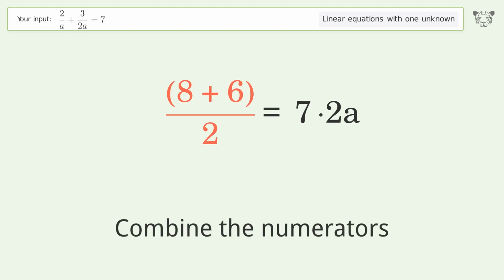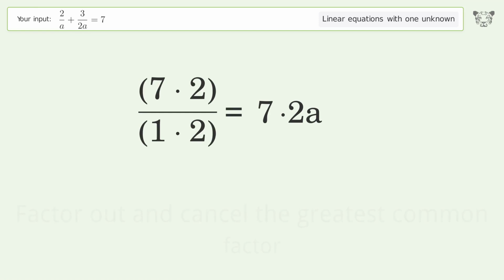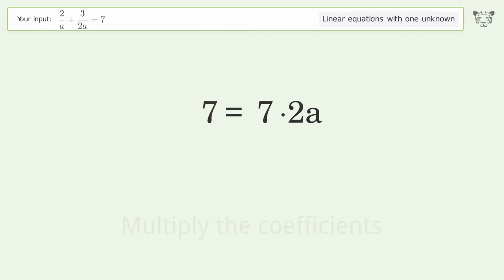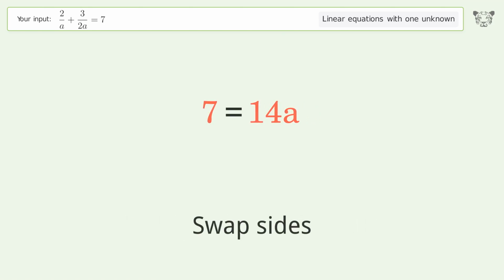Combine the numerators. Find the greatest common factor of the numerator and denominator. Factor out and cancel the greatest common factor. Multiply the coefficients. Swap sides.